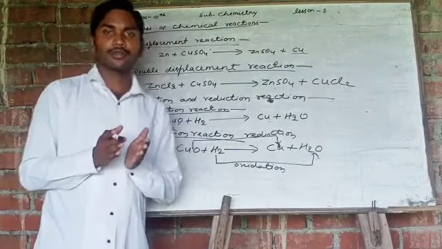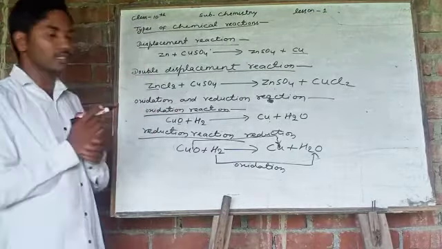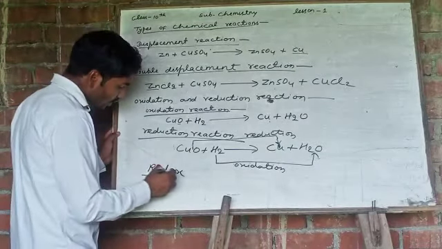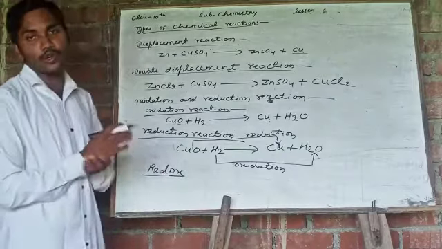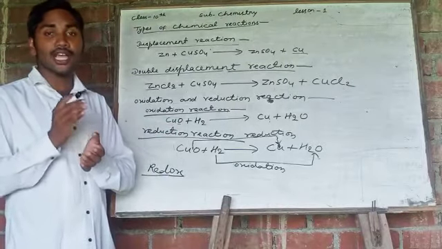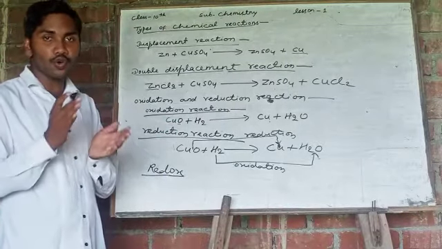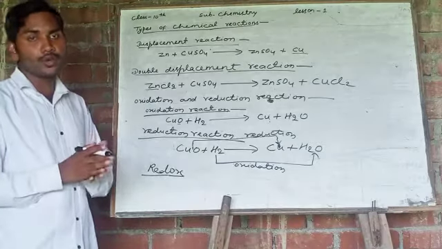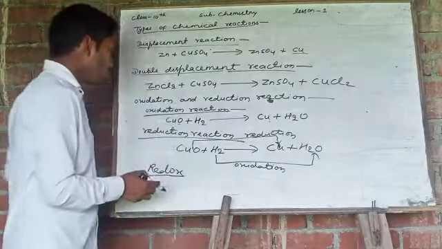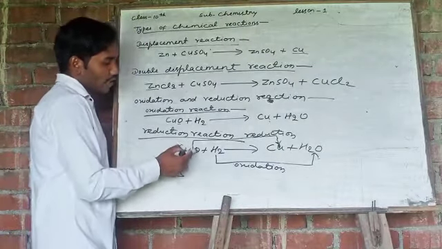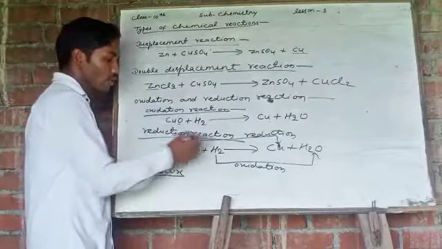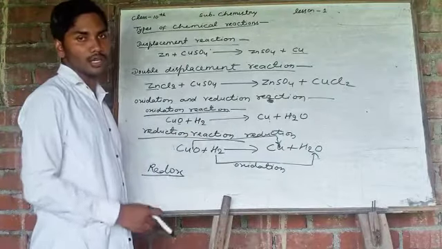We can say this reaction as redox reaction. Redox. Red means reduction and ox means oxidation. So oxidation and reduction reactions take place simultaneously, means both the reactions take place together. So these reactions are known as redox reaction. You can see here reduction is also taking place and oxidation is also taking place. So this reaction is known as redox reaction.